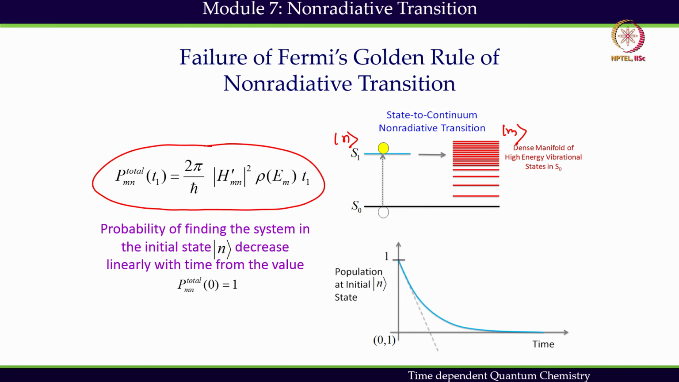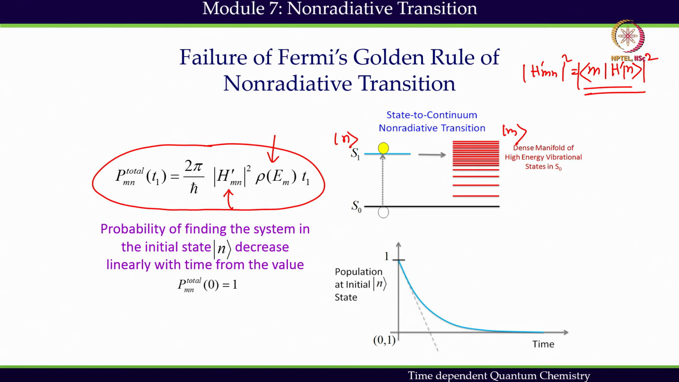And here we remind that this is the density of states for the final states, and this term is the coupling term, which is coupling between two states, which is written as H dash m n square, which is nothing but m H dash n square. So, this integration is the coupling between two states which are transferring the population.